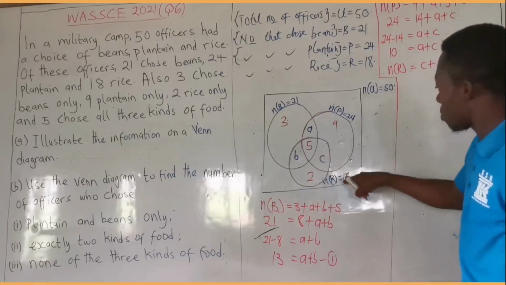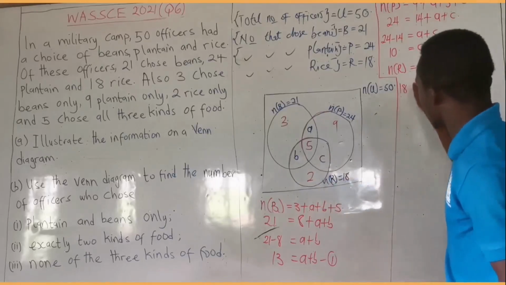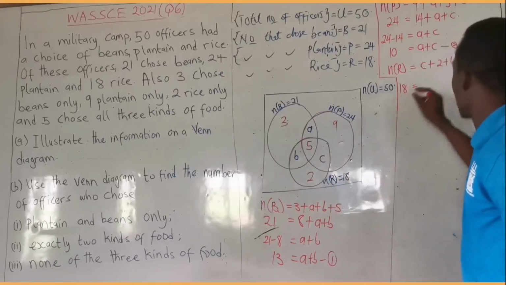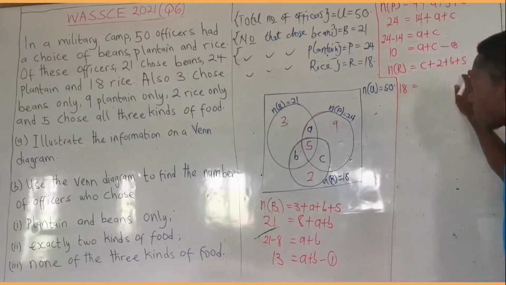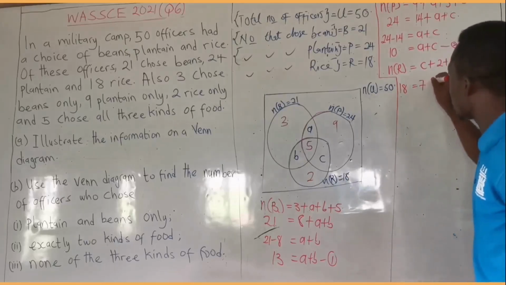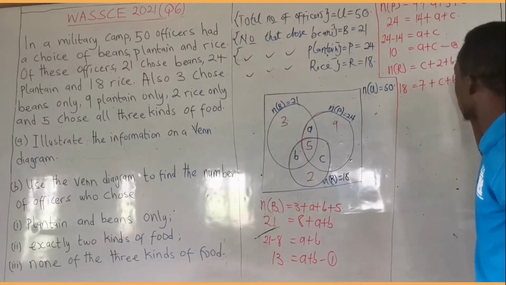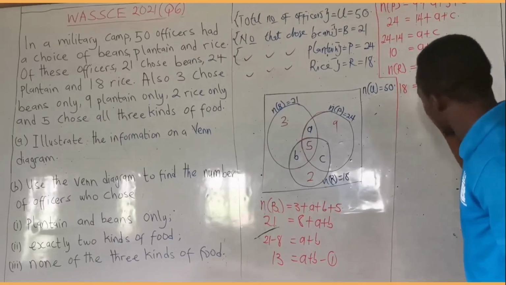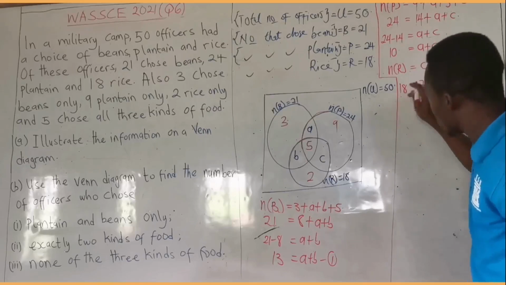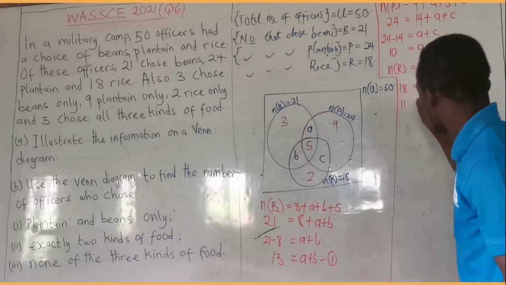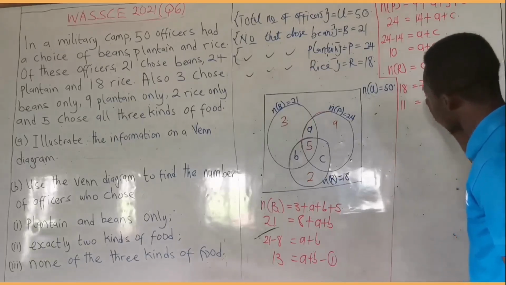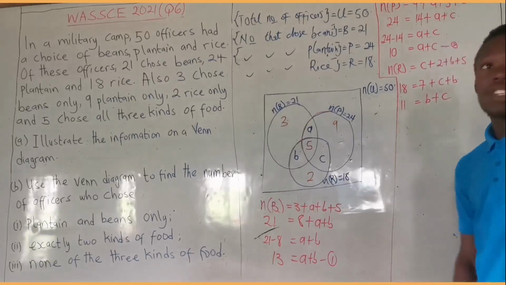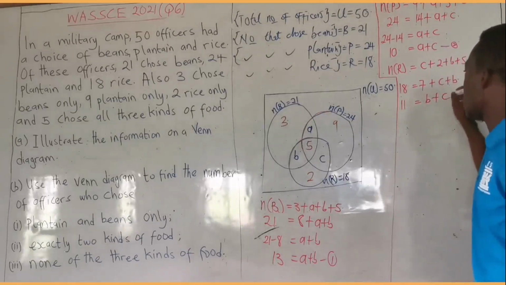So I can see that the right-hand side was 18. So 18 is equal to, let's see, 2 plus 5 is going to give me 7. So we have 7 plus C plus B. When I subtract 7 from this, I get 11 is equal to C plus B, or B plus C. You understand? Remember, addition is commutative in this case.